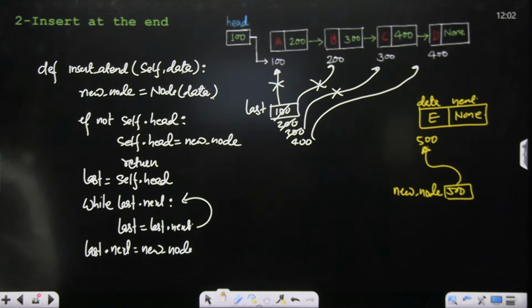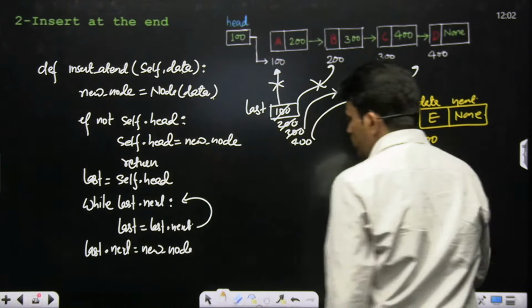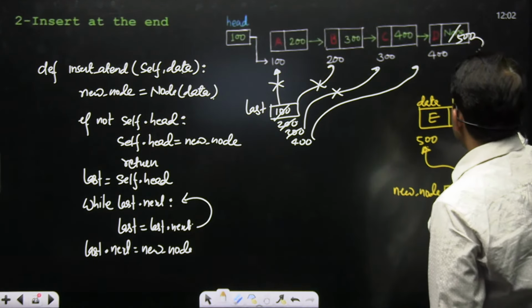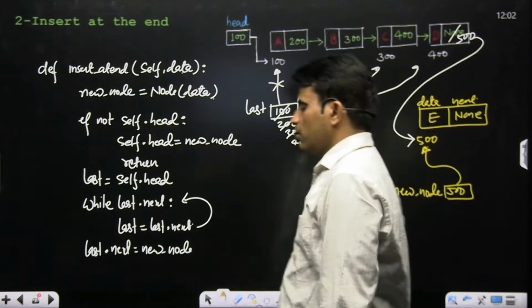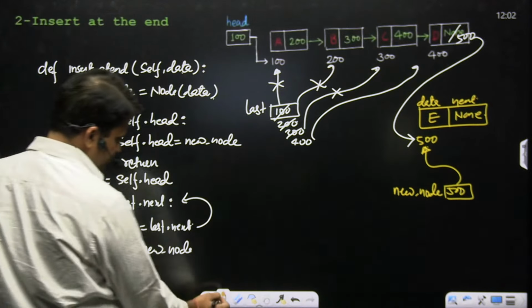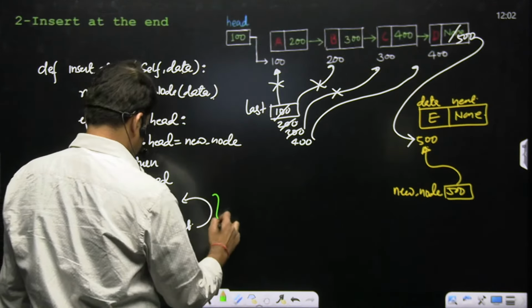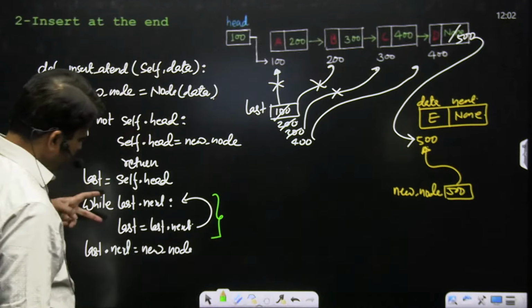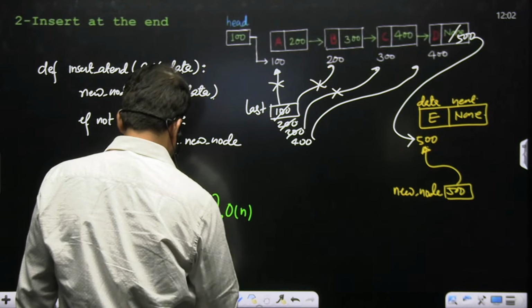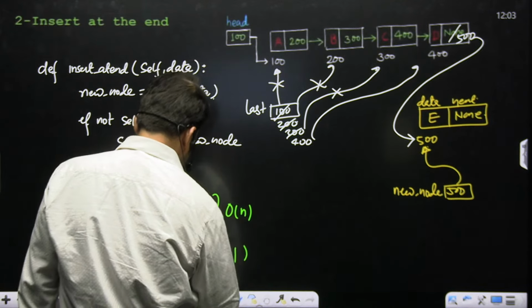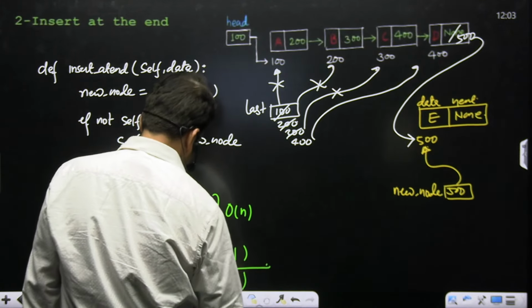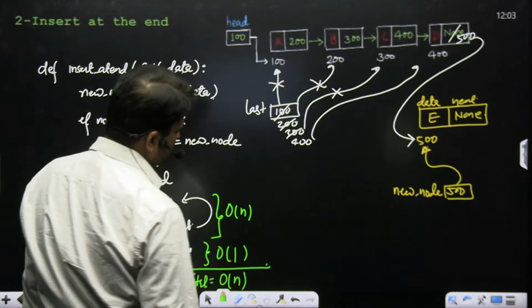Okay. So last.next equals new_node. The last.next, the new node, is what, sir? 500. So this one is pointing to this one. And what is the time complexity for this, student? This is basically traversal, so its time complexity is order of n. Pointer adjustment is order of 1, constant. So total, if we talk about total, equals what, sir? Order of n.